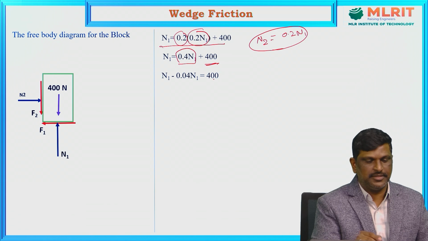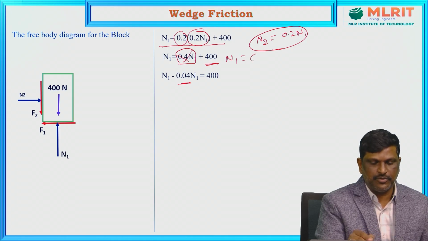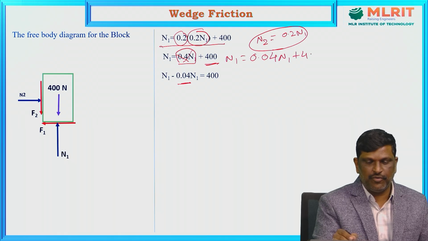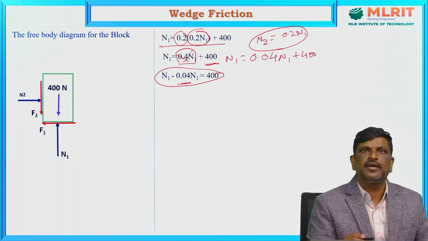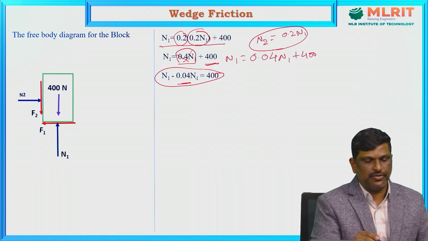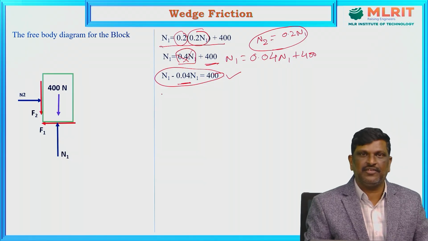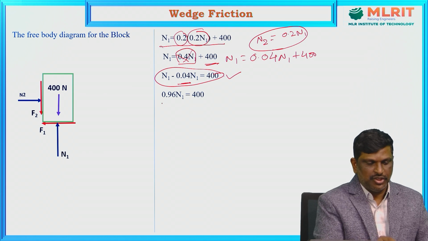N1 is equal to 0.04 N1 plus 400. This equation is correct. The second equation is correct. So N1 minus 0.04 N1 is equal to 400. I am just taking all N1 terms towards the left side and numerals towards the right side. 0.96 N1.